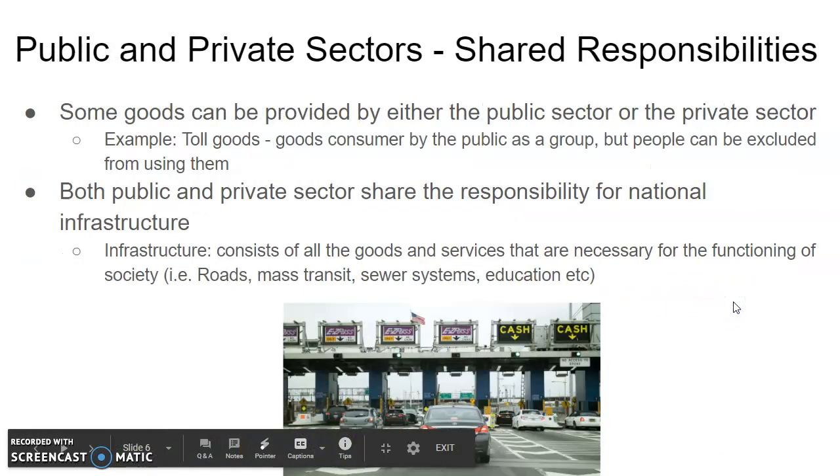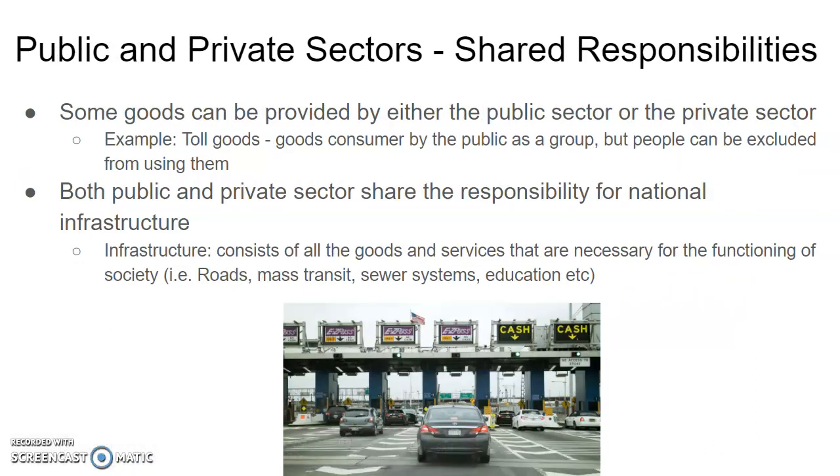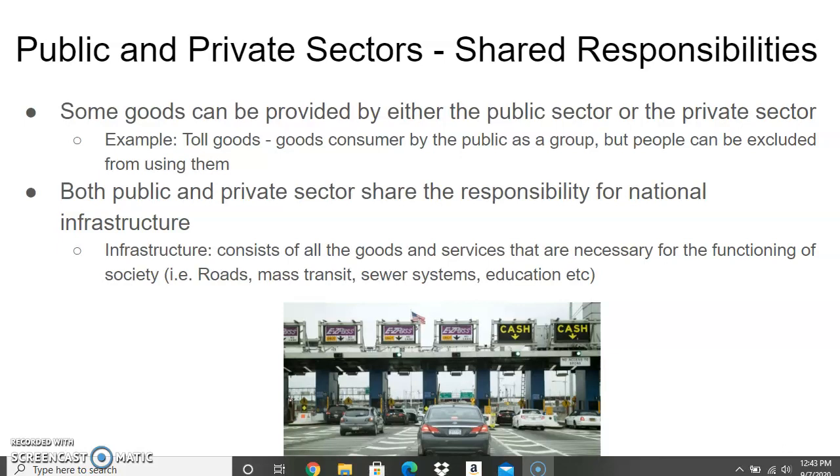Public and private sectors and their shared responsibilities. Some goods can be provided by either the public sector or the private sector. An example of this is toll goods. You may be thinking about a toll bridge. If you ever go down to the beach, you might decide to take the toll bridge because it's faster than having to go all the way around. So toll goods are goods consumed by the public as a group, but people can be excluded from using them. If you don't feel like paying that toll, and you're okay with going all the way around, you might choose to do that instead of paying this extra fee.